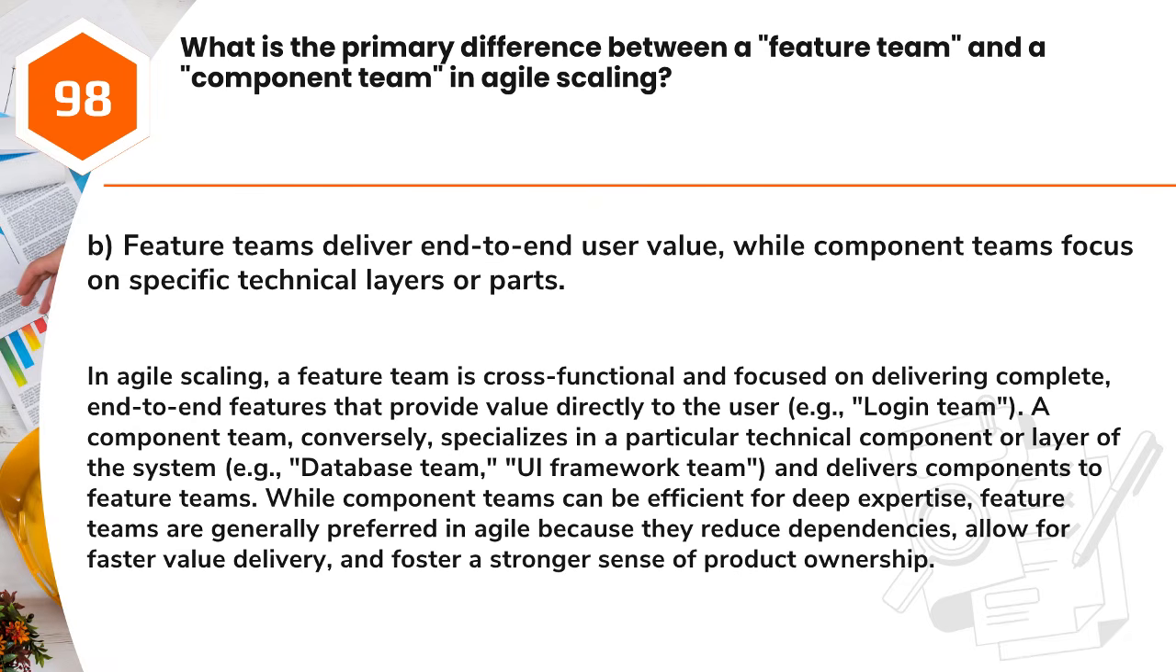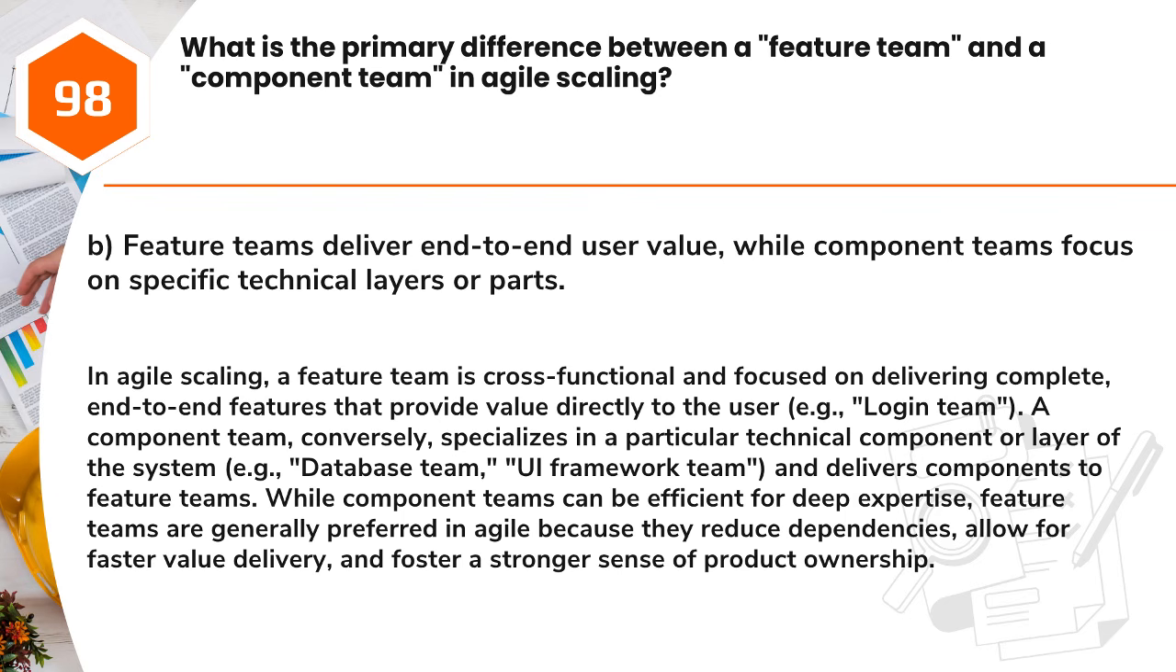Answer: B. Feature teams deliver end-to-end user value, while component teams focus on specific technical layers or parts. In Agile scaling, a feature team is cross-functional and focused on delivering complete, end-to-end features that provide value directly to the user, e.g., login team. A component team, conversely, specializes in a particular technical component or layer of the system, e.g., database team, UI framework team, and delivers components to feature teams.